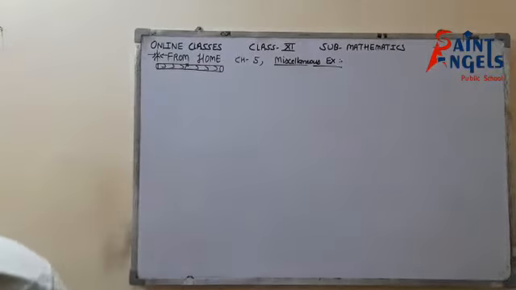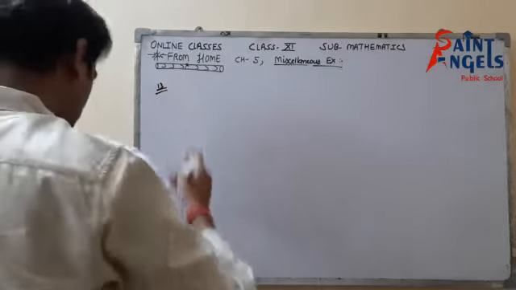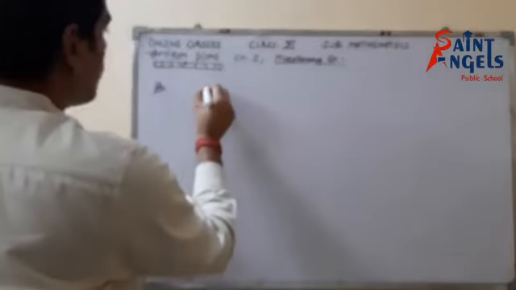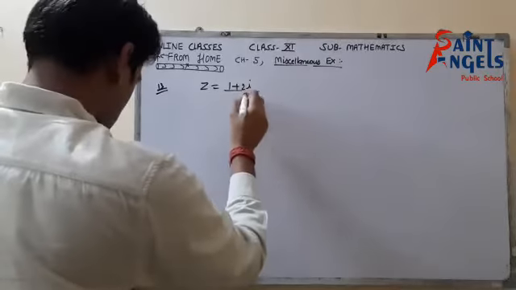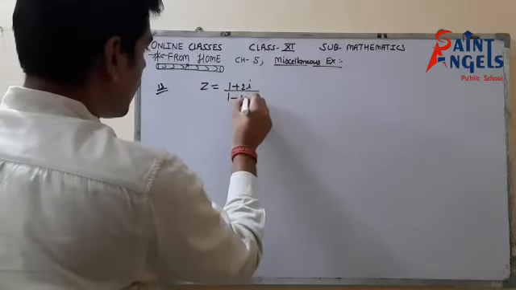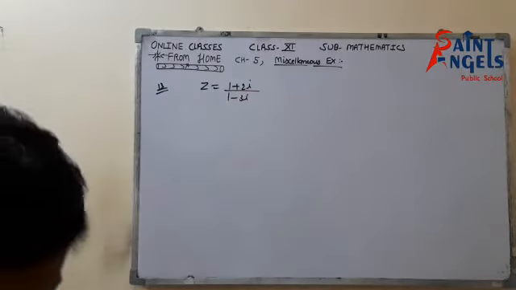Now look at question number 13. It's very similar. We have already done a lot of questions. We are given a complex number z equals 1 plus 2 iota upon 1 minus 3 iota. In this question we have to find the modulus and the argument.